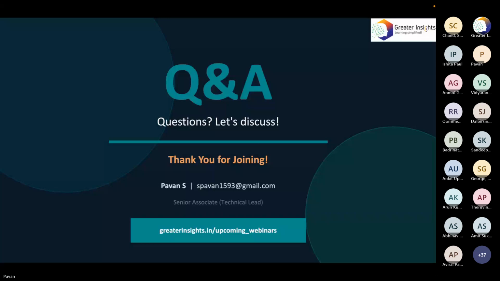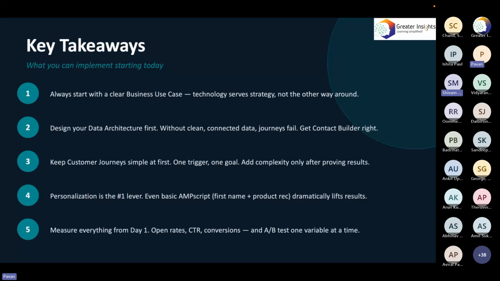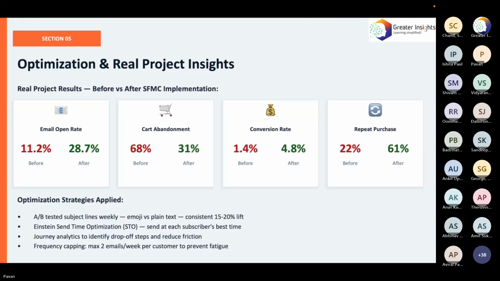Just wanted to check on the last slide if we can go back. The last to last slide. Yeah, before that. Yeah, this one. Just wanted to ask a few questions. After how much time do you see these results? For how much time did this campaign run via SFMC? Was it 1 month, 2 months, 3 months? After that, you got these results.